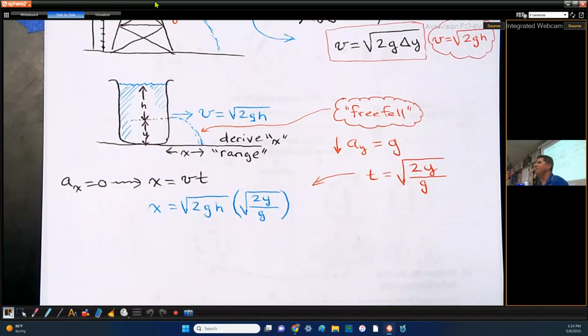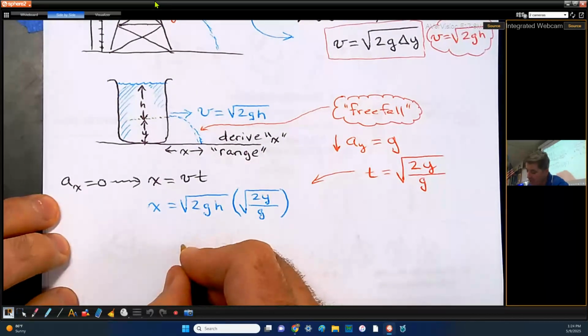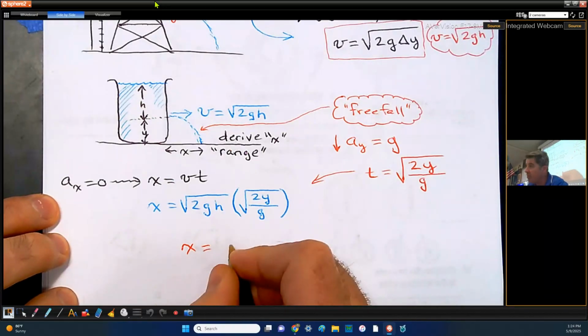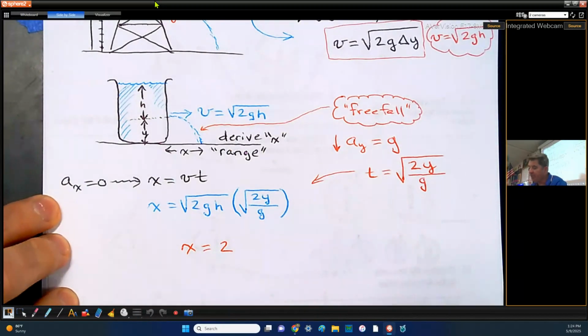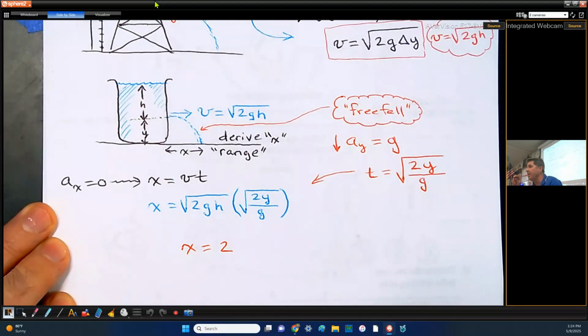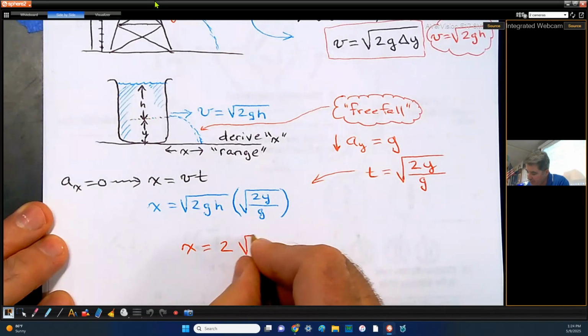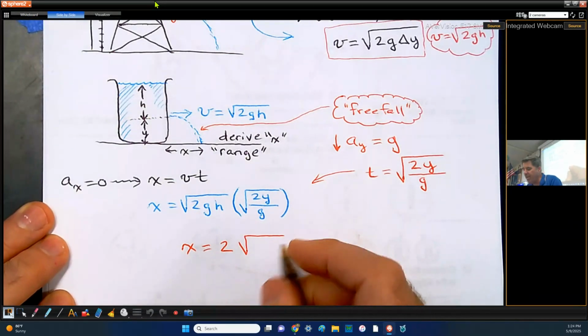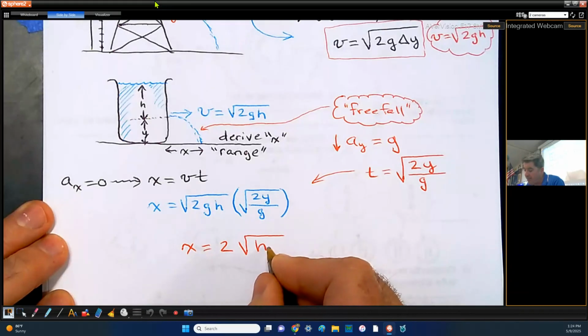My physics brain always likes to win because physics makes sense, math doesn't. My math brain wants to call that a simplified expression. It does simplify a lot, actually. Right? What is root 2 times root 2? Root 2 times root 2 is 2. What is root g over root g? It's 1. What is root h times root y? HY, right? H and Y are not the same.